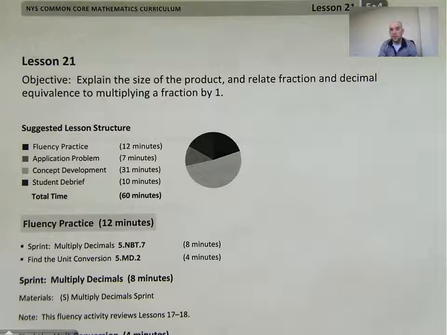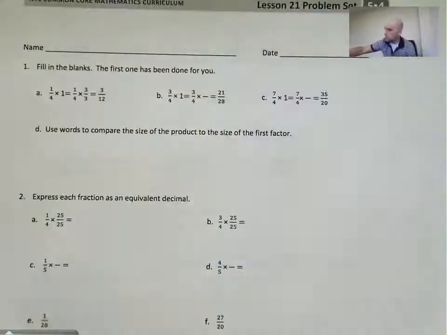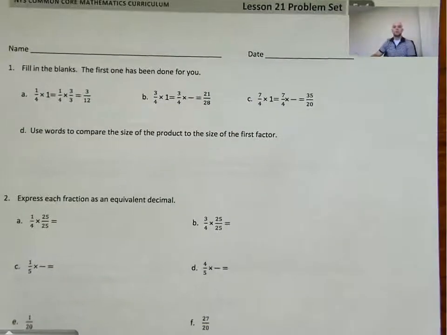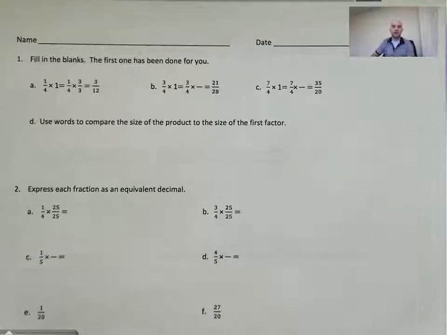We're going to explain the size of the product and relate fraction and decimal equivalents by multiplying a fraction by 1. So we're going to turn fractions into decimal numbers here. First we're going to practice multiplying fractions by 1. We're going to multiply by fractions that are equivalent to 1.